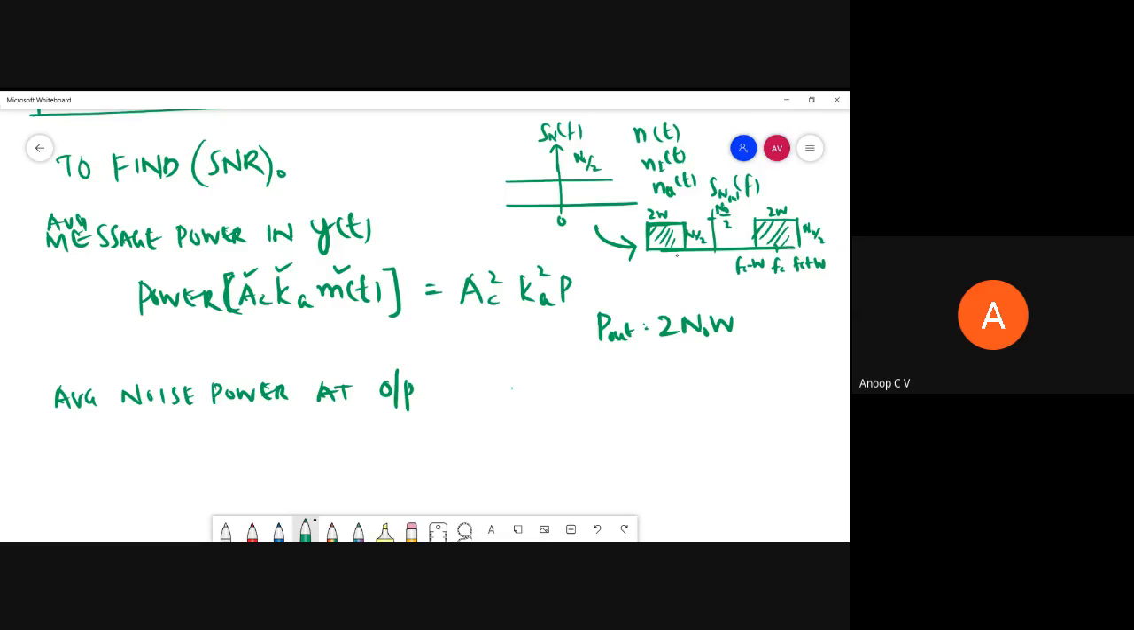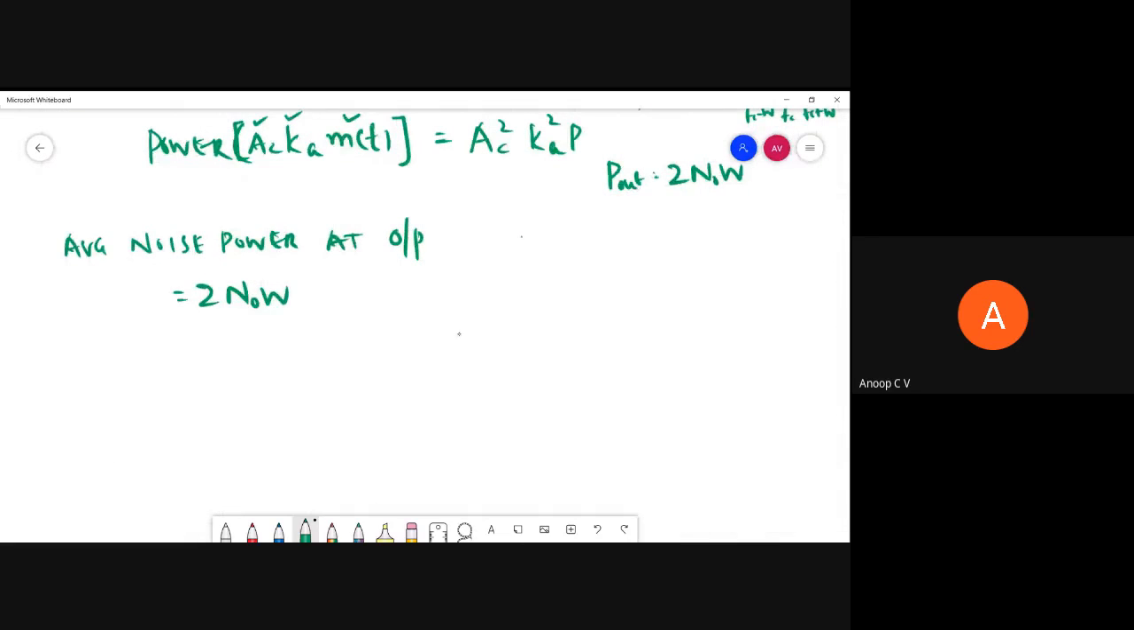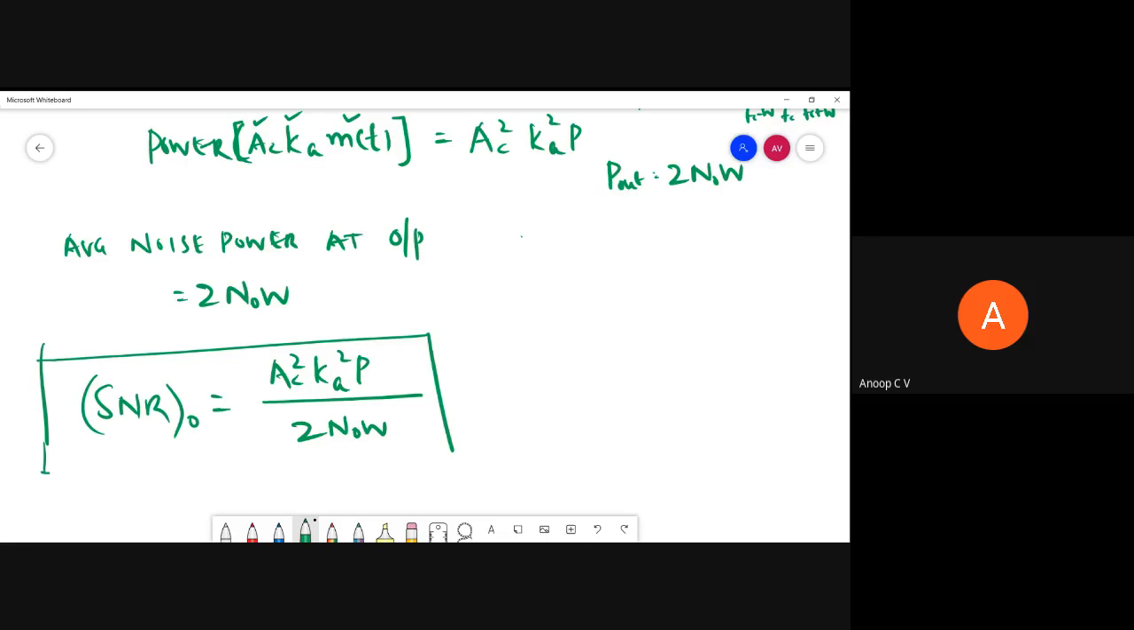So the average noise power at the output will be equal to 2 N naught W, right? Now we can write the output SNR. SNR out will be equal to Ac square Ka square P divided by 2 N naught W. So this is the output SNR, right?